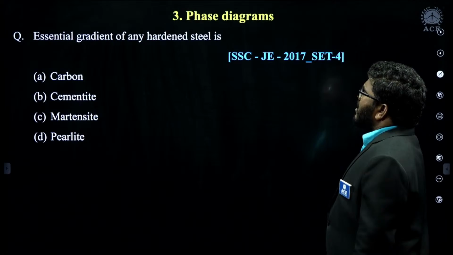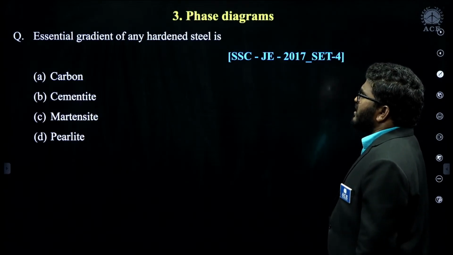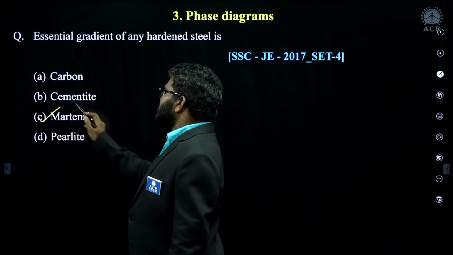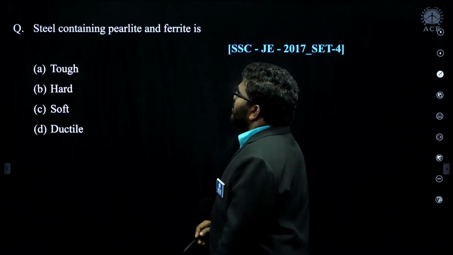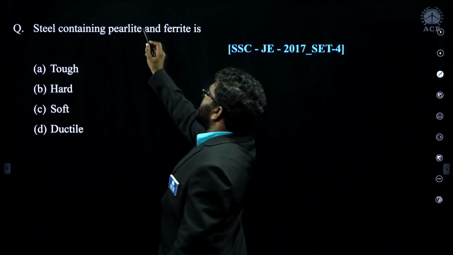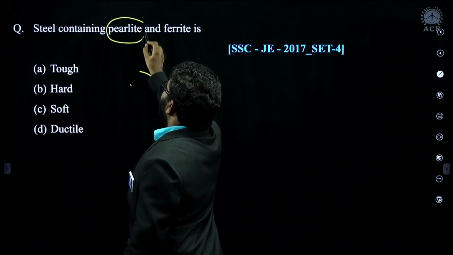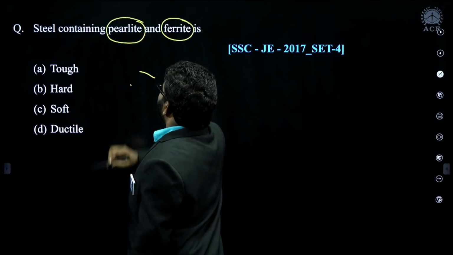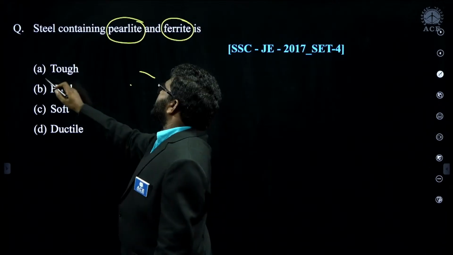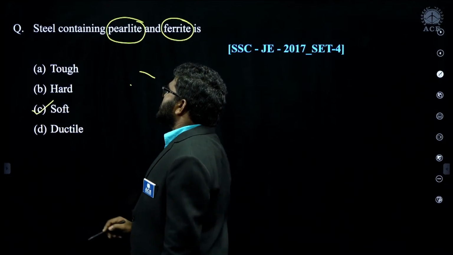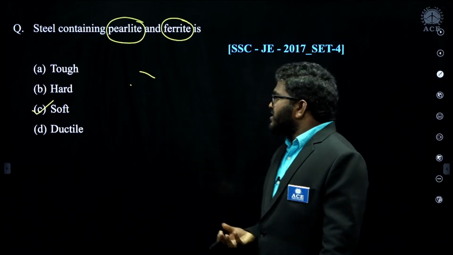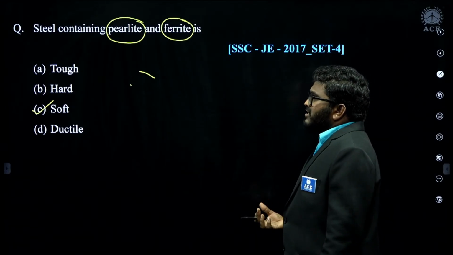Essential ingredient of any hardened steel. The essential ingredient of any hardened steel is martensite. So martensite is present in the hardened steel, right? Steel containing pearlite and ferrite, remember, is a soft and tough material. We can say pearlite and ferrite containing materials are soft because ferrite is a ductile material. Within the pearlite also ferrite is present. So we can say it is a soft material and it has good ductility also.